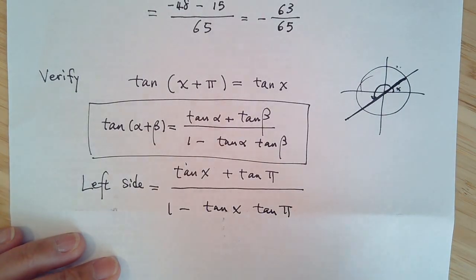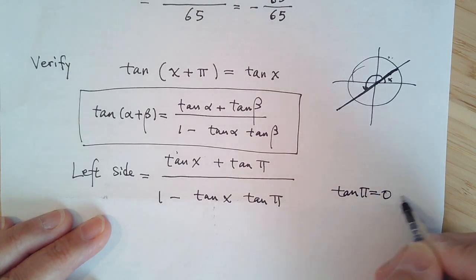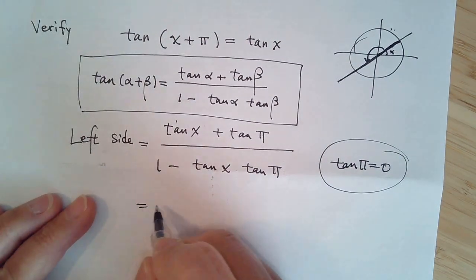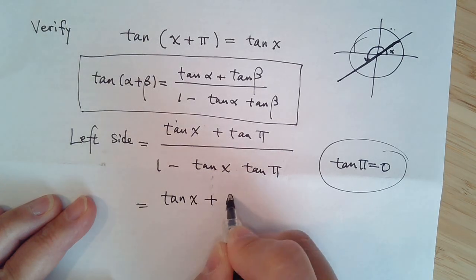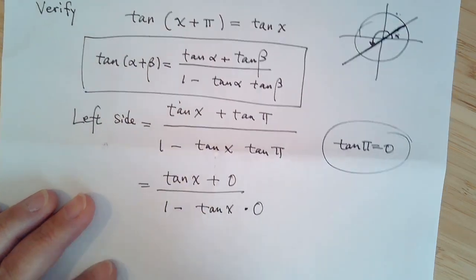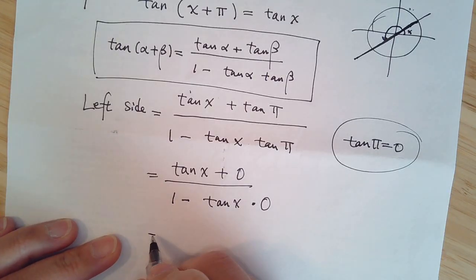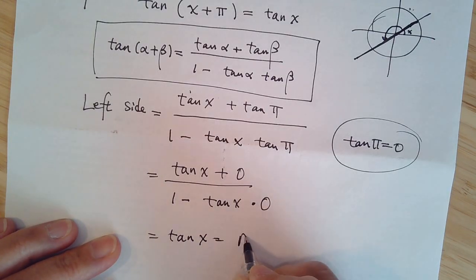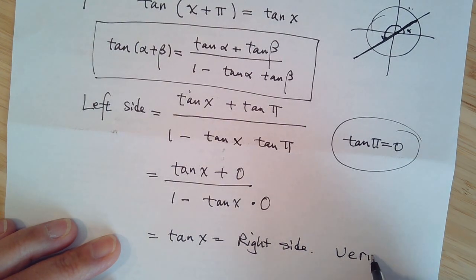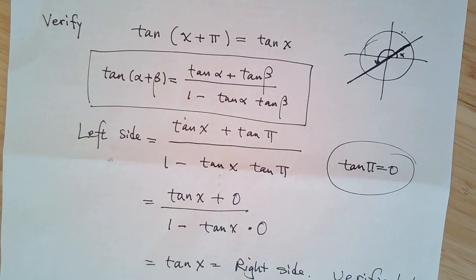And what is tangent pi? Tangent pi is 0. We know that. So therefore, the top is tangent x plus 0, and the bottom is 1 minus tangent x multiplied by 0, and that 0 is gone. 1 minus 0 is just 1, so the answer will be just tangent x. That's the right side. And we verified. So we proved that tangent of x plus pi equals tangent x.